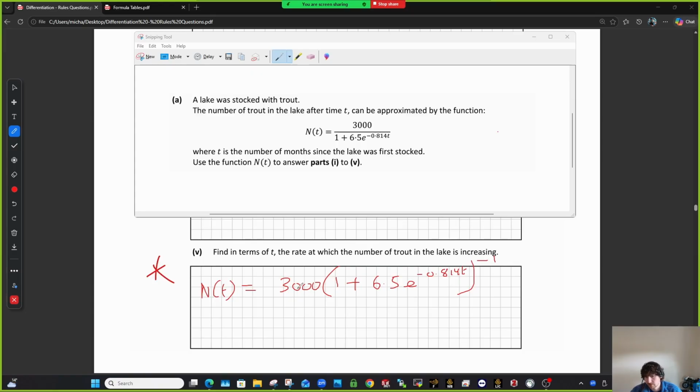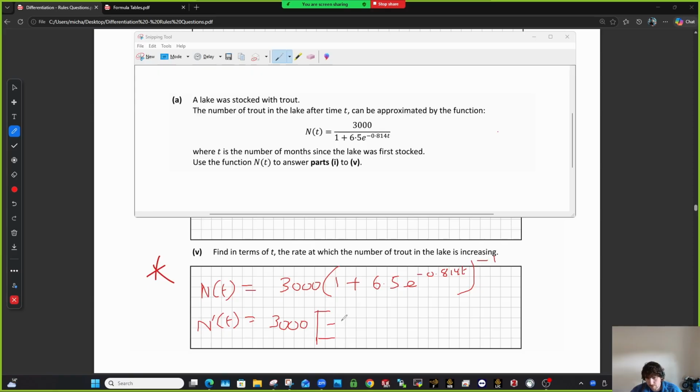And because this is a number, 3000, this does nothing. This number will just multiply whatever the answer is, the derivative. So n dash t is really whatever the derivative of this is in here, and multiply by 3000 at the end. So as I said, the 3000 does nothing. It'll just multiply whatever the derivative of this is. So how do we take a derivative of this?